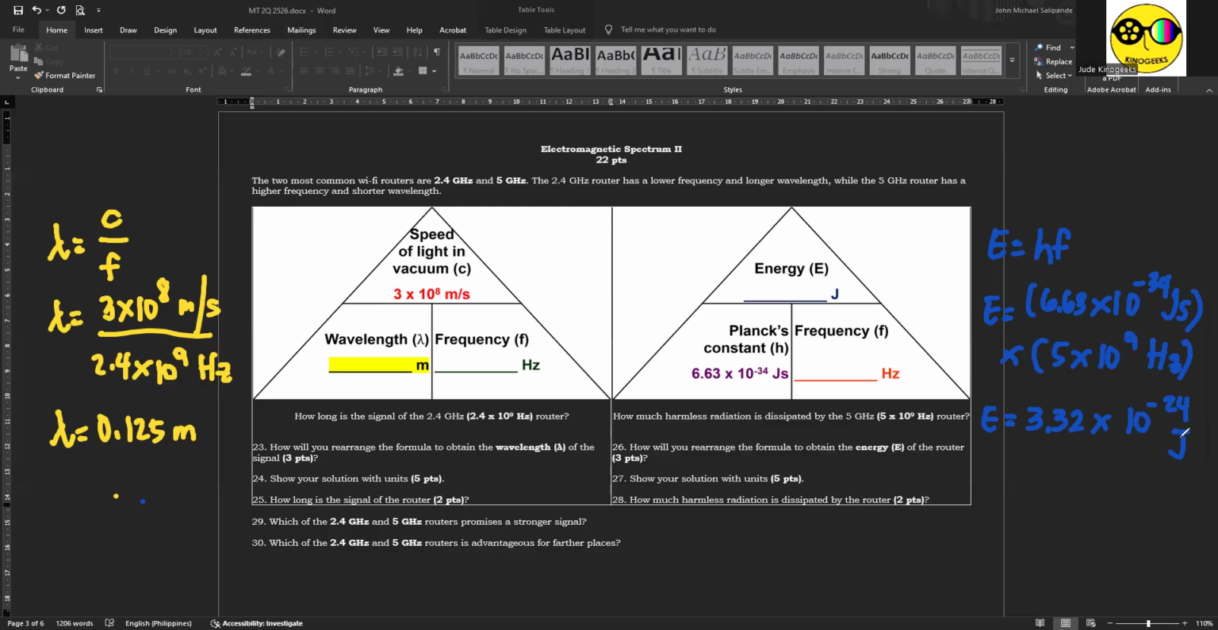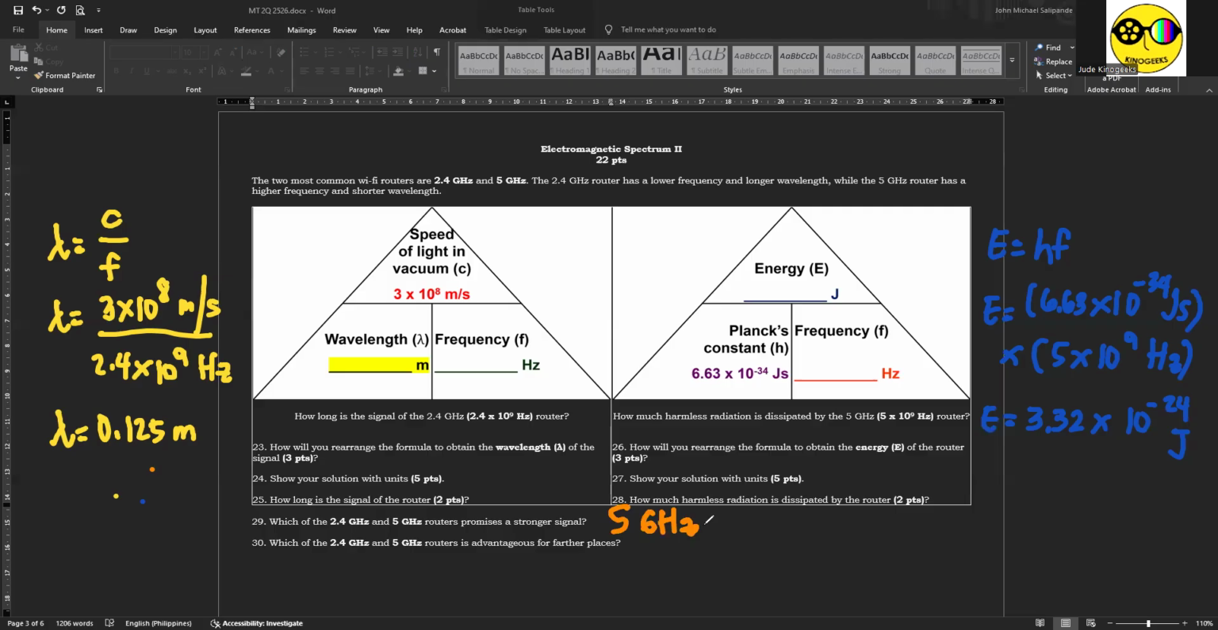Now, which of the 2.4 gigahertz and 5 gigahertz routers promises a stronger signal? When we're asking for signal, we have to compare their frequency values. For 2.4 gigahertz, it's 2.4, while for 5 gigahertz, it's 5. 5 gigahertz is a higher frequency, therefore it will guarantee you a stronger signal.